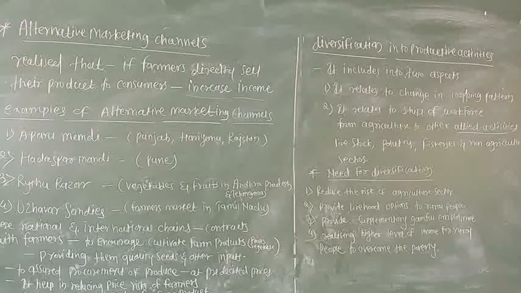Then at that time you should write the answer. The diversification in productive activities reduces the risk of the agricultural sector. Means it helps in reducing the price risk of the farmers. It provides livelihood options to the rural people. It also provides supplementary gainful employment to the rural people, and the diversification realizes a higher level of income for the rural people to overcome the problem of poverty.